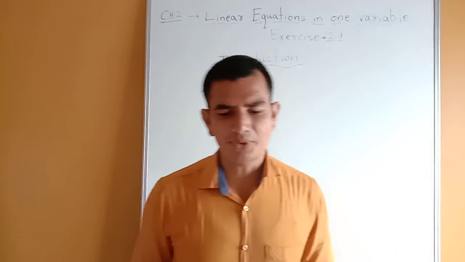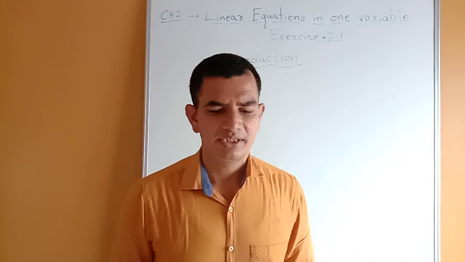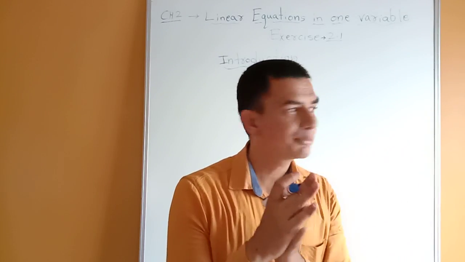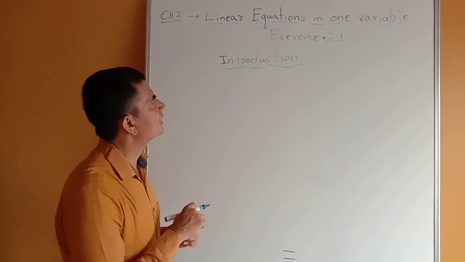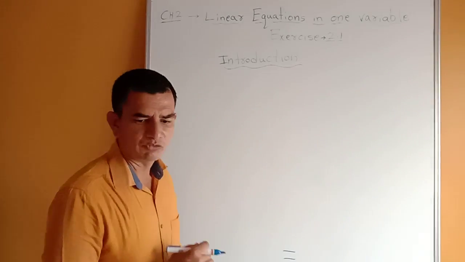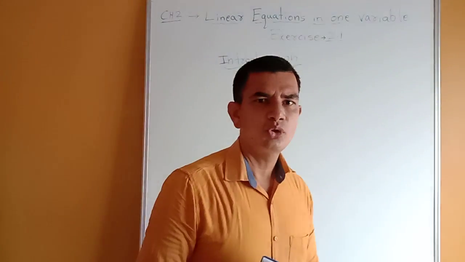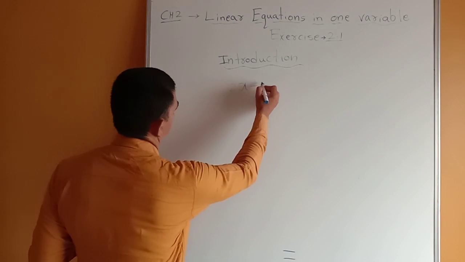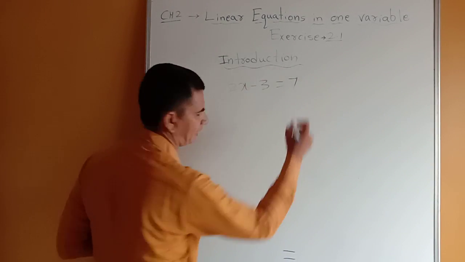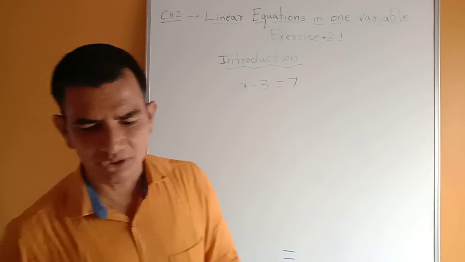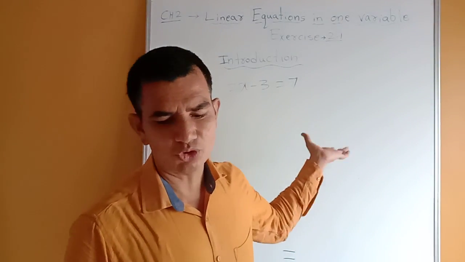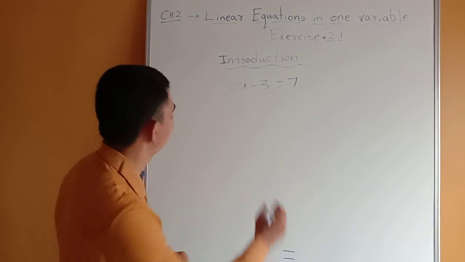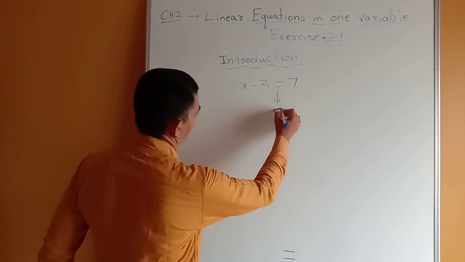An algebraic equation is an equality. Here I am going to give one example of a linear equation in one variable. We can see one example: 2x minus 3 is equal to 7. Here we can see that the variable is there and the equal sign is there. Equality is there.